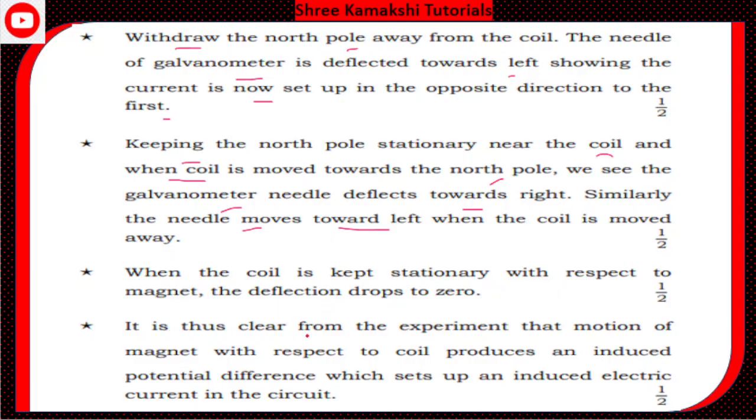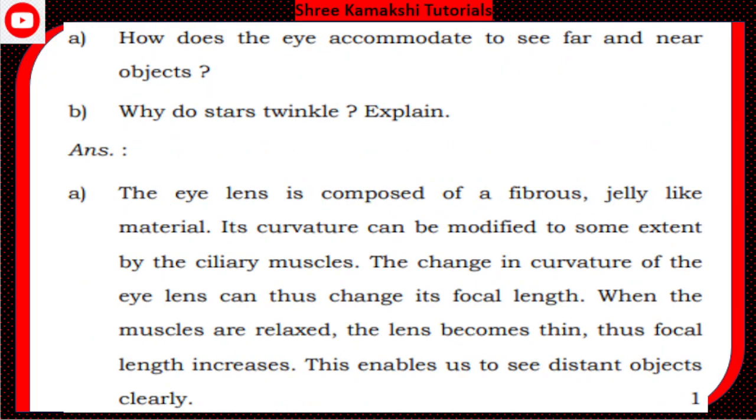It is thus clear that the motion of the magnet with respect to the coil produces an induced potential difference which sets up an induced electric current in the circuit.